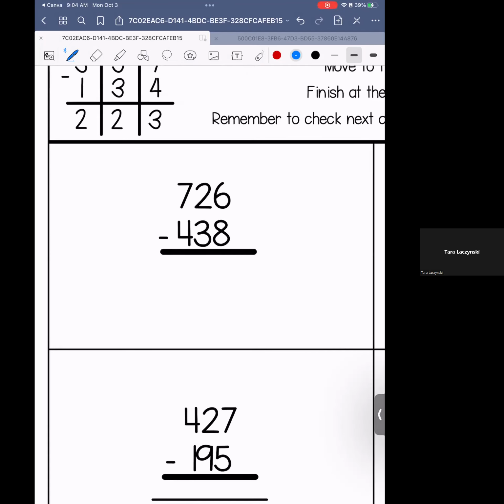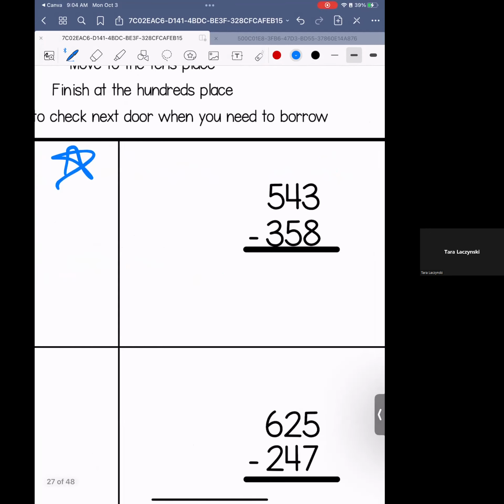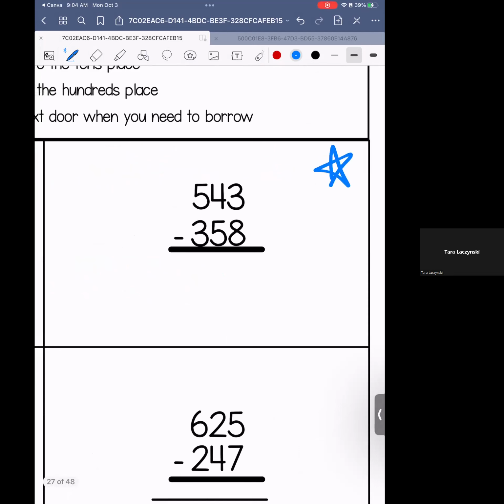Last page of subtraction for this week, starting with 726 take away 438. Another super stretch with a double borrow. We can't give you 8. If we only have 6, we go next door. Now we have 16. 16 take away 8 is 8. If I have 1, I cannot give you 3. I go next door. 11 take away 3 is 8. 6 take away 4 is 2. 288.